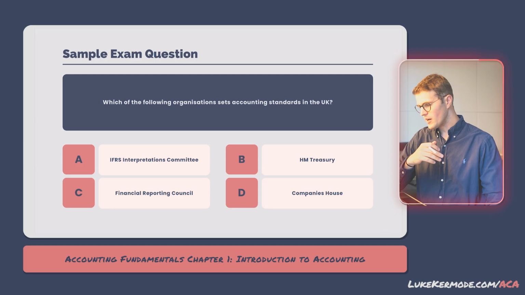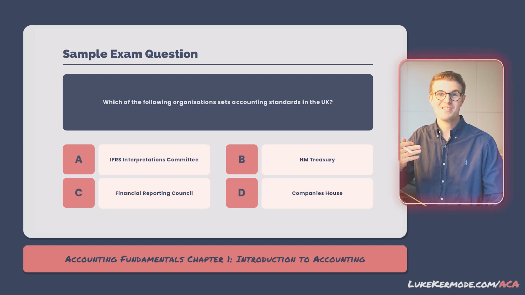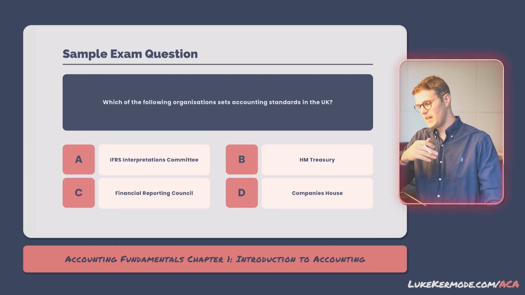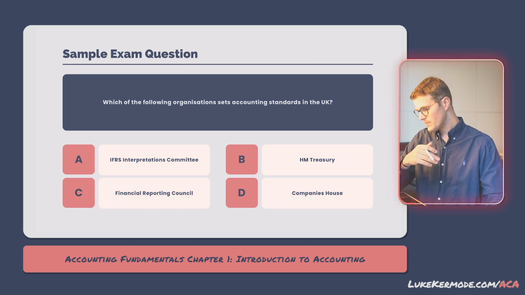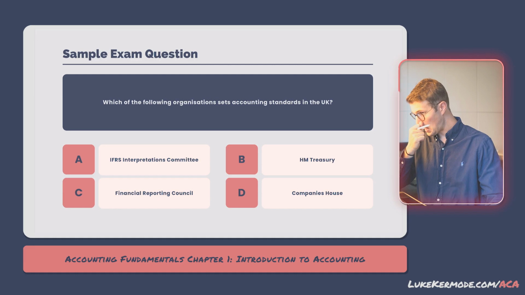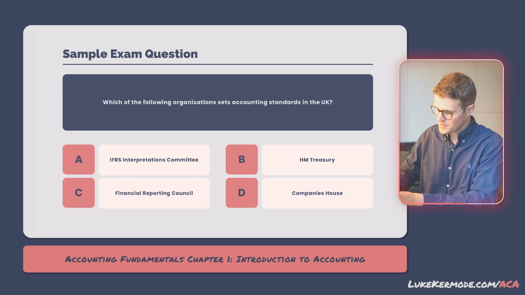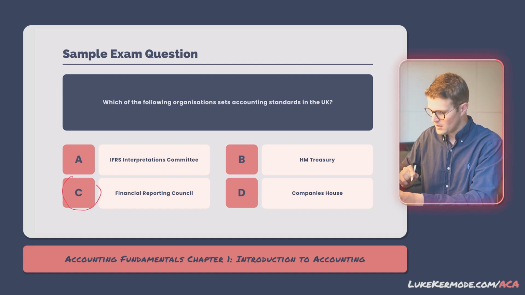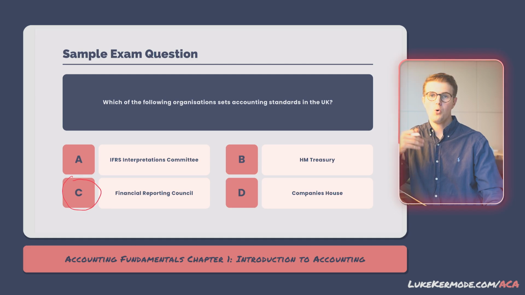Which of the following organisations sets accounting standards in the UK? Is it the IFRS Interpretations Committee? Is it HM Treasury? Is it the Financial Reporting Council? Or is it Companies House? So the correct answer to this question is C, the Financial Reporting Council, or FRC.